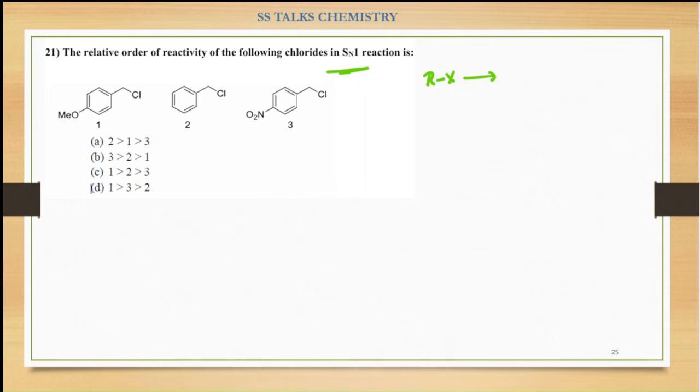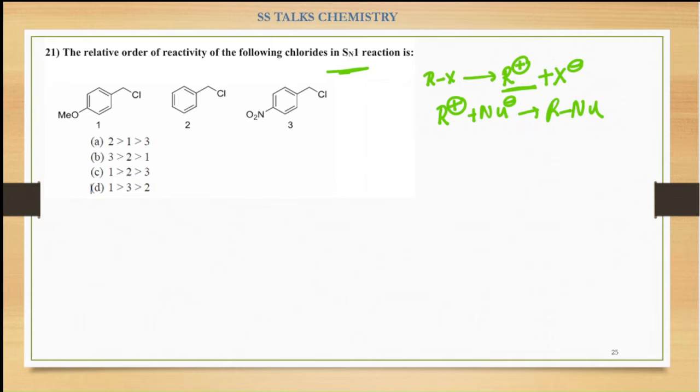Firstly, in the SN1 reaction, the leaving group leaves, resulting in the formation of a carbocation. Then the nucleophile attacks this carbocation species that is formed, and the nucleophile bond is formed over here. So the relative stability of this carbocation that is being formed determines the rate of the reaction.